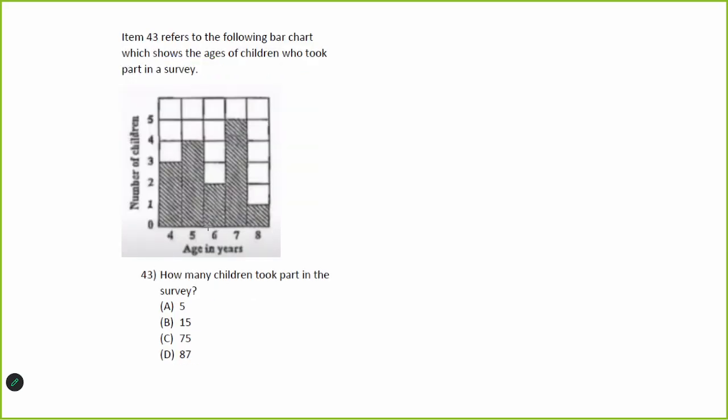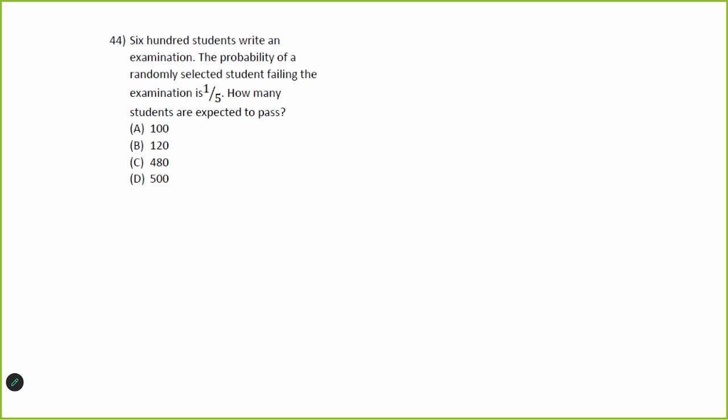This one here, how many students? This is 15. We did this already. This was 3, this was 4, this was 2, this was 5, and this was 1. When you add it all up, you're going to get 15. Right? How many students expect to pass? We did this one. This is 480 expected to pass, 120 expected to fail. Right? That's the end of January 2020.